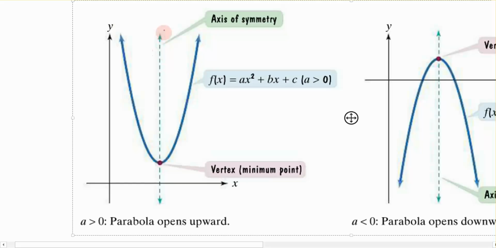And my function is symmetric about a line that passes directly through the vertex. So it's a vertical line that passes through the vertex right here. And this is the characteristic of a positive a, or when the coefficient a is positive.